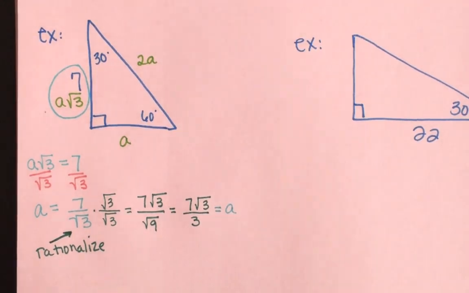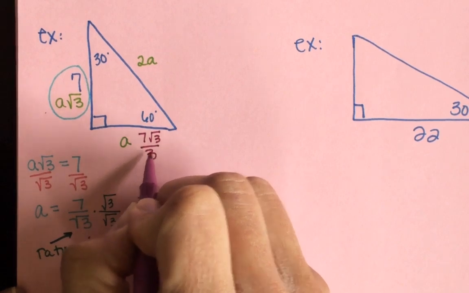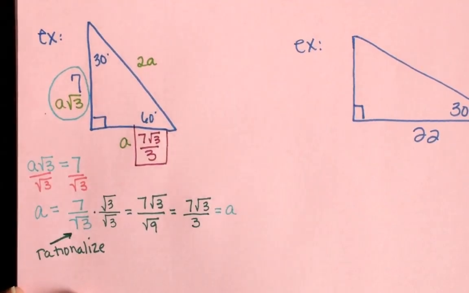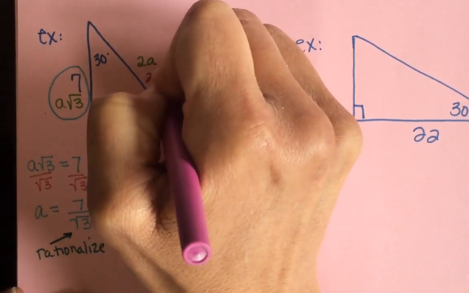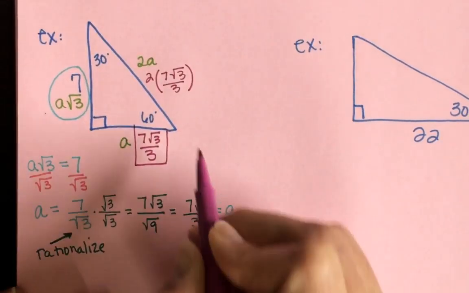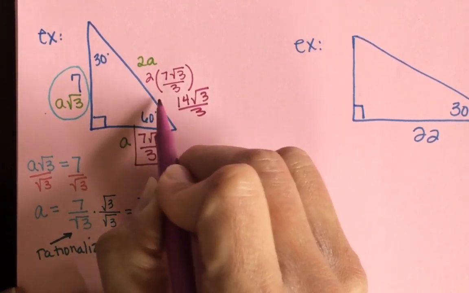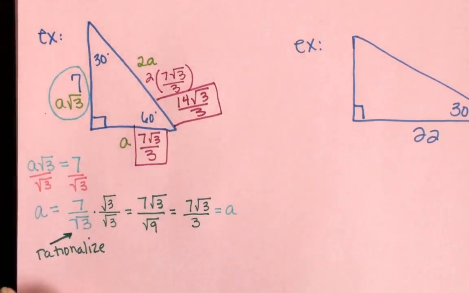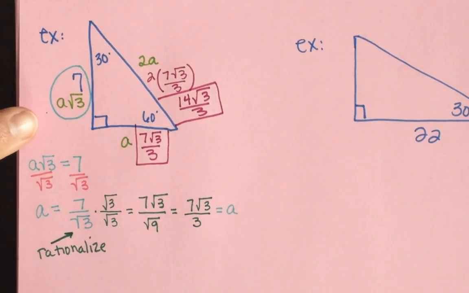So that means this side would be 7 radical 3 over 3, and this side would be 2 times 7 radical 3 over 3, which would make this 14 radical 3 over 3. What I wanted to do with this one is to remind us how to rationalize if it doesn't divide nicely.